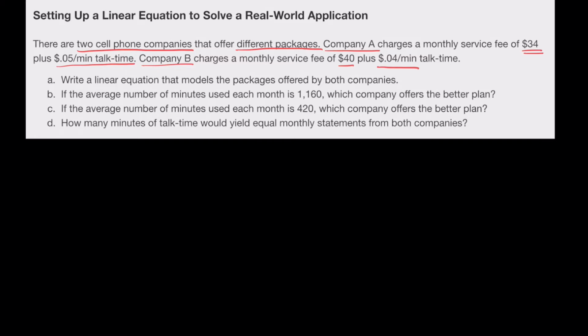The first question is: write a linear equation that models the packages offered by both companies. Let's consider the first company is A and the second company is B. This is the total charge that they are charging per month. So here let's consider that X represents the number of minutes.